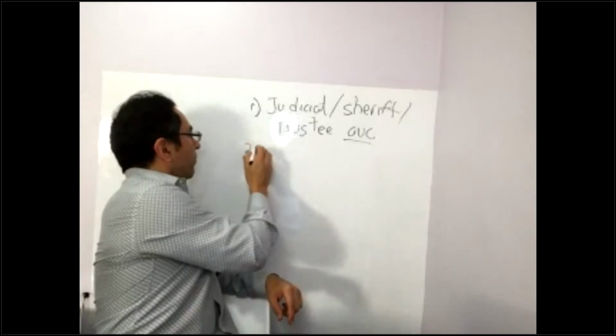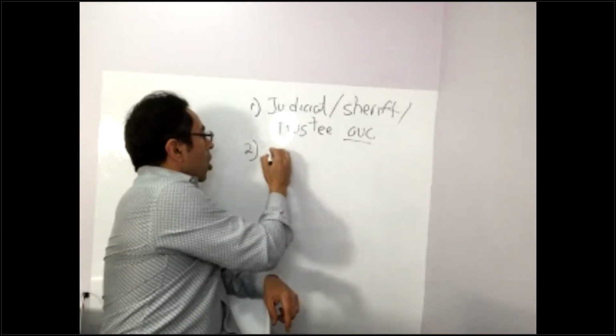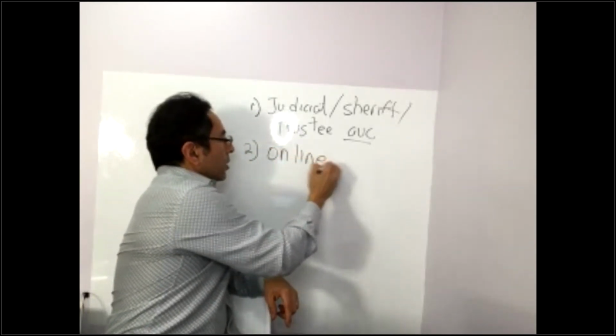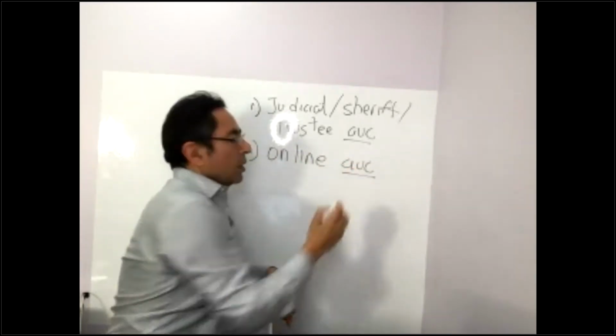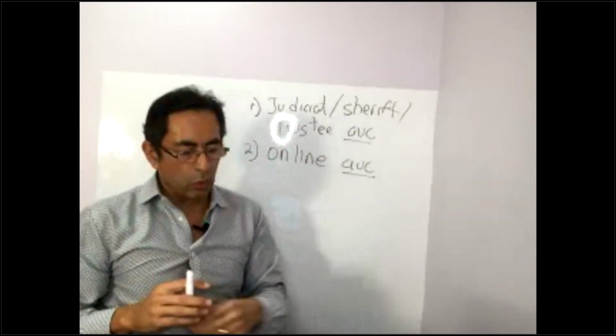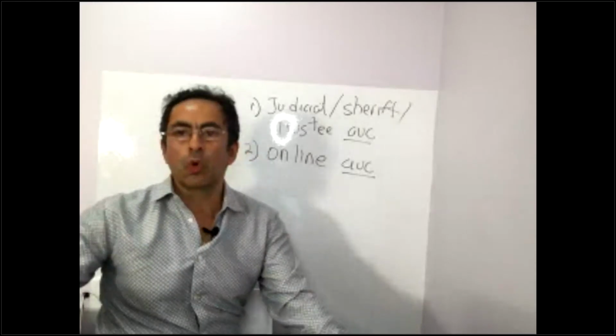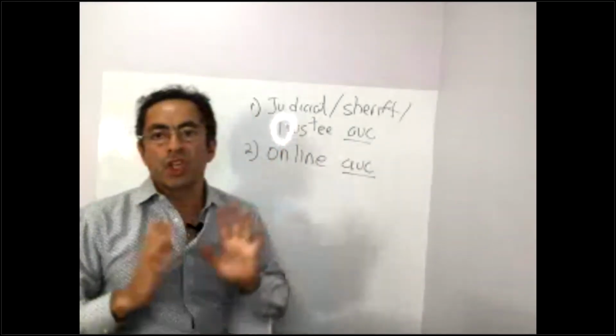The second type of auction is the online auction. Okay, now there's a big difference between both of them. So let's just quickly go over the judicial auction.